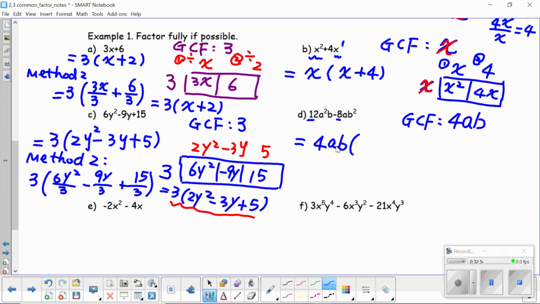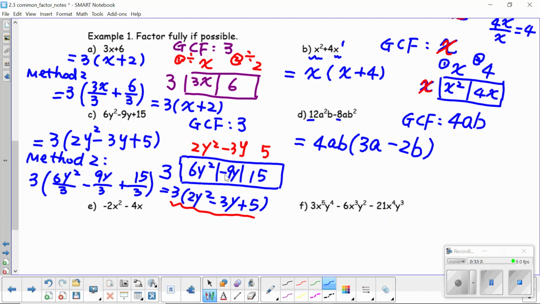I will do the division right away to save some time, save some space. So 12 divided by 4 gives you 3. A squared divided by a gives you a. B divided by b is 1, so no b left. And the negative 8 divided by 4 gives you negative 2. A divided by a is 1. B squared divided by b is b. That is that.